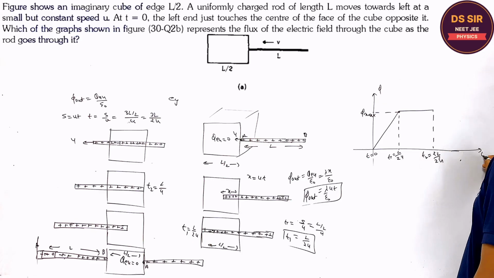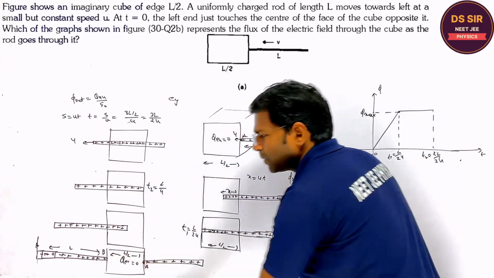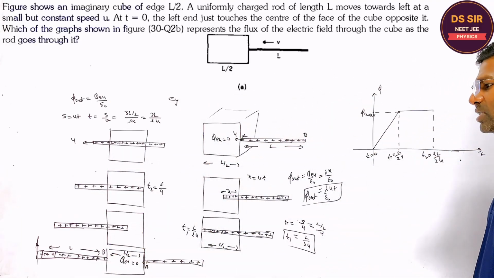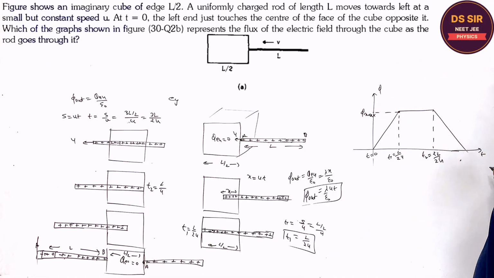If it is continuously moving further, the charge enclosed by the cube is decreasing continuously, and finally the charge enclosed becomes 0. So therefore the flux will also be 0, and this happens at time 3L upon U. So this is the graph between the flux and the time.